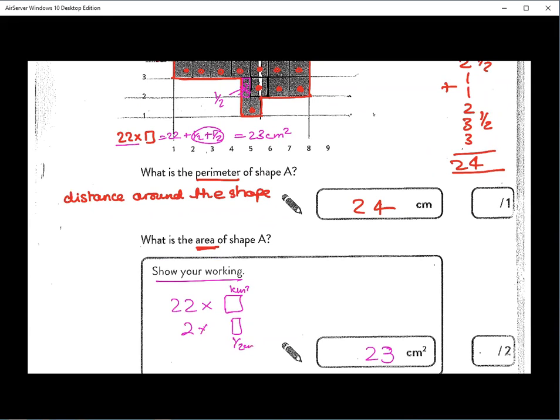That's a half centimeter squared. That equals 22. Okay, and that one equals 1. Then we add them up. Hopefully that will give us the working out mark. Done.